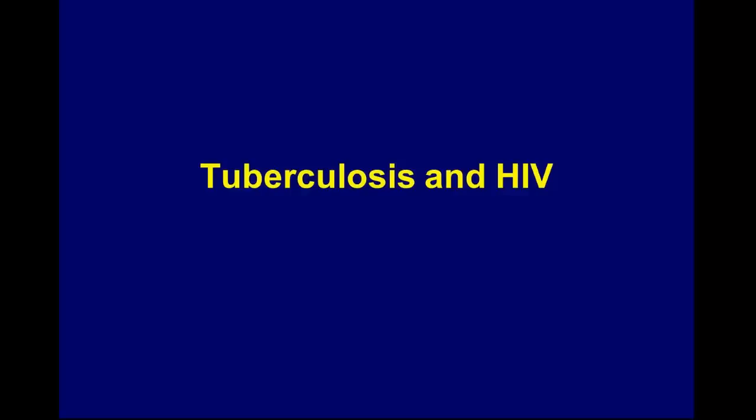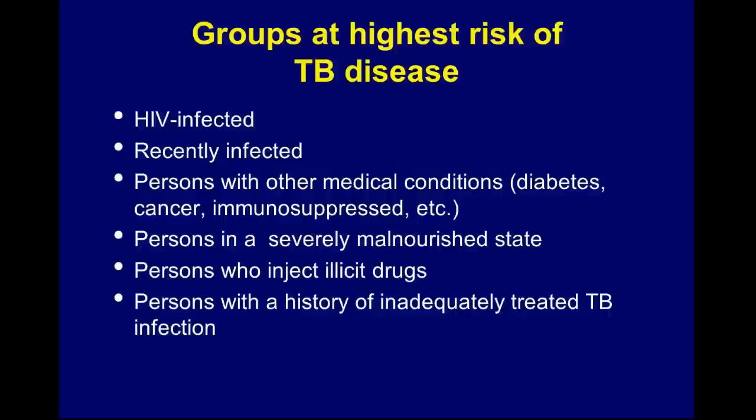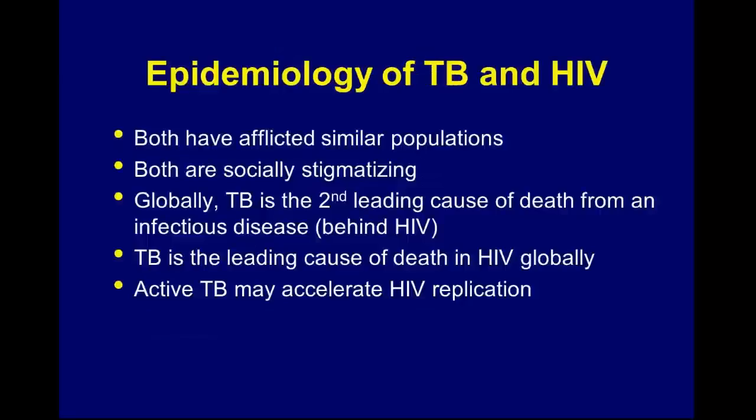We don't see this with any other infectious diseases. So TB and HIV affect the same populations: HIV-infected, recently infected, persons with other medical conditions that we mentioned, malnourished, who inject IV drug use, also with history of inadequately treated TB infections in the past. Did you guys know that TB is the #1 killer of HIV positive patients of all causes? And it's the #2 killer from infectious causes of anyone worldwide.